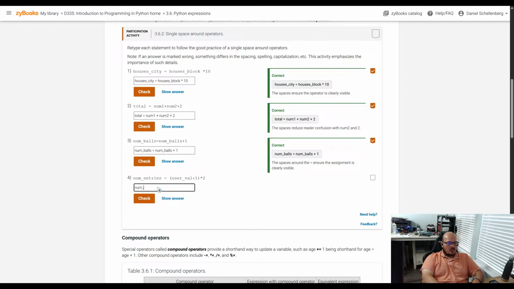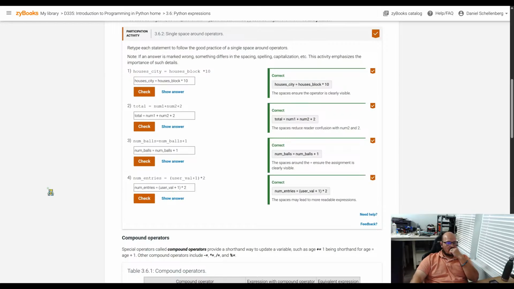Num entries space equals space user val space plus 1 2, right? Oh, oops, I double spaced that space. There you go. Perfect.